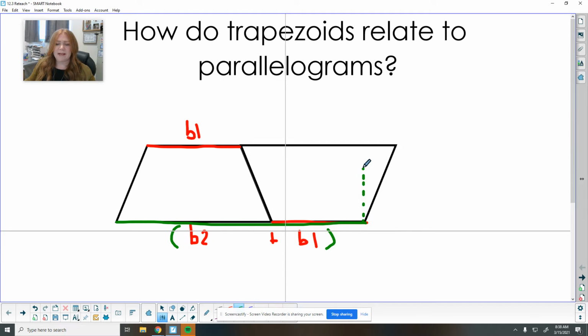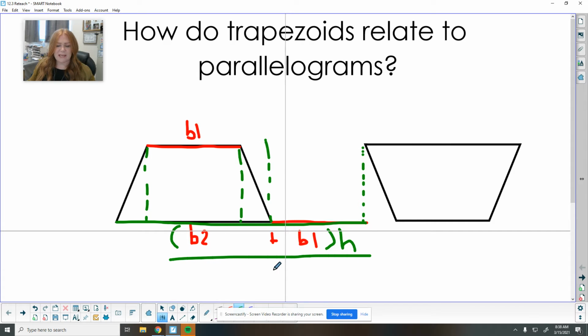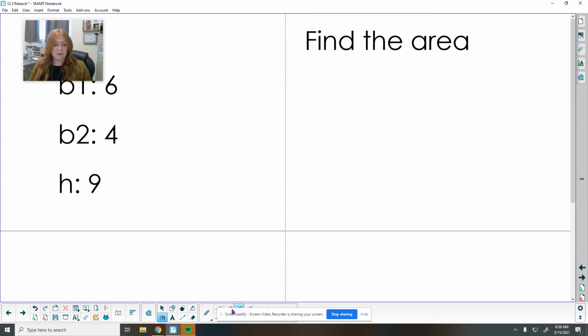Then no matter where I cut this parallelogram, it has that same height here. So no matter where I cut it, we multiply by the height. But then to get back to just a regular trapezoid, we want to cut it in half. So let's use this formula here to answer these questions.